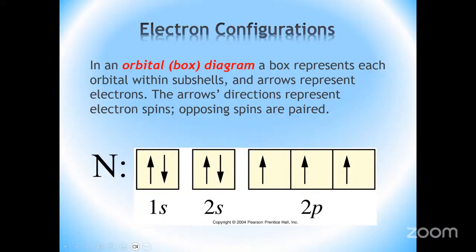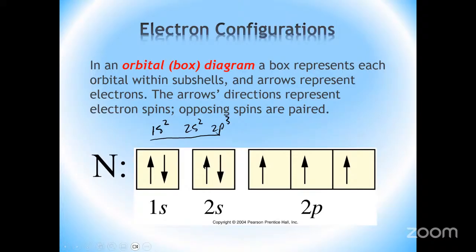If I were to use an SPDF notation to represent what we have here in terms of electronic configuration, it will look like this: 1s2, 2s2, and then 2p3. So this would be the SPDF notation, and below, of course, would be the orbital diagram representation.